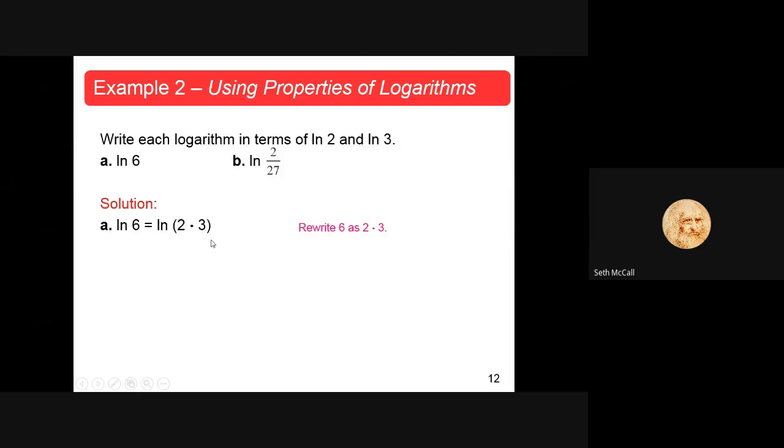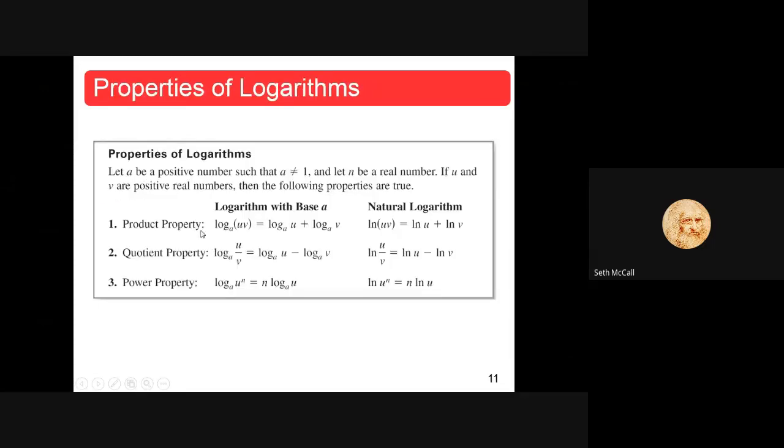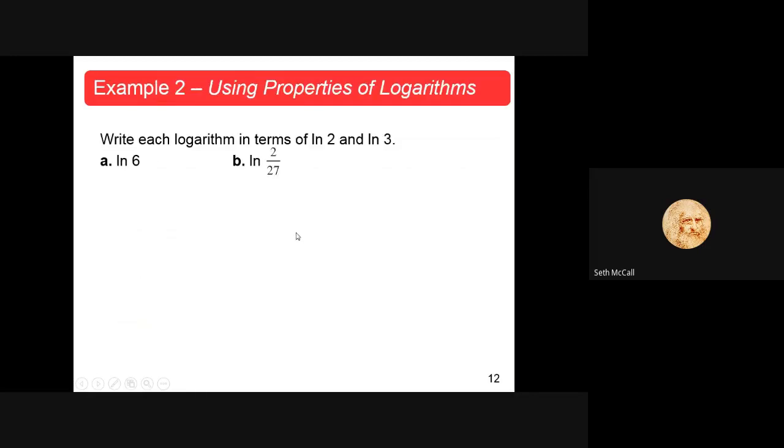Now, this is where our product property, I'm going to flip back for a second, would come into play here. We are logging, or in this case, natural logging, two numbers that are multiplying each other together. So that allows us to log each of the numbers separately and then separate the two logs with a plus sign. You can see it becomes natural log of 2 plus natural log of 3.